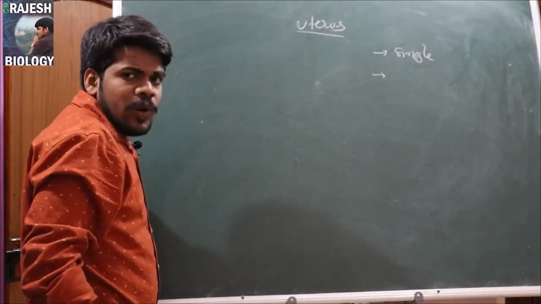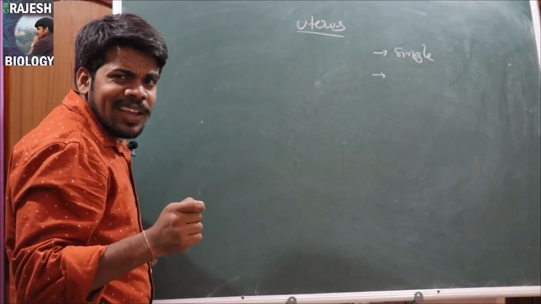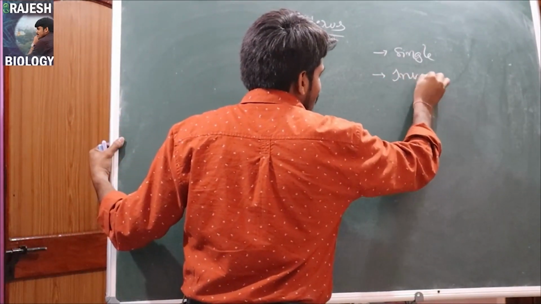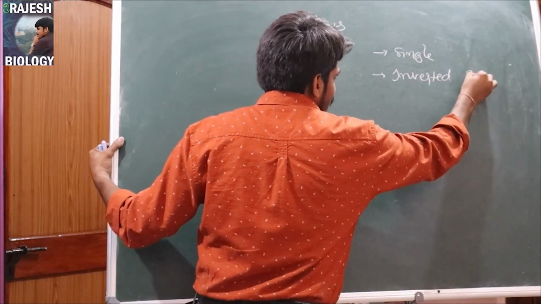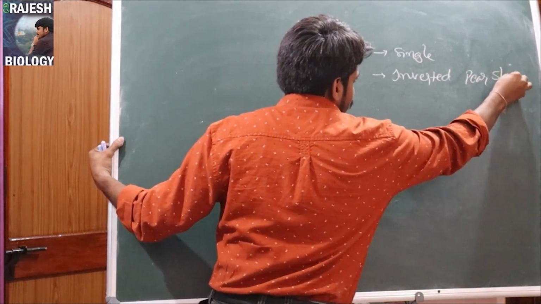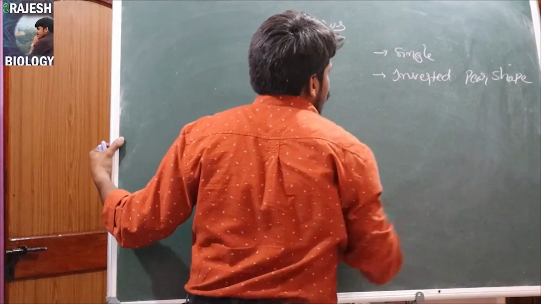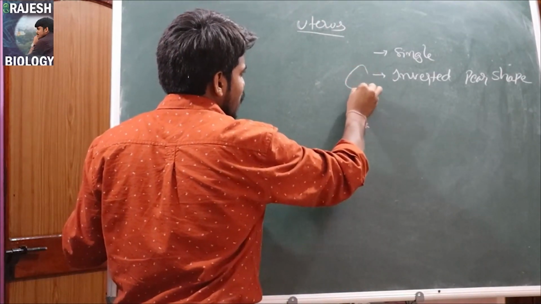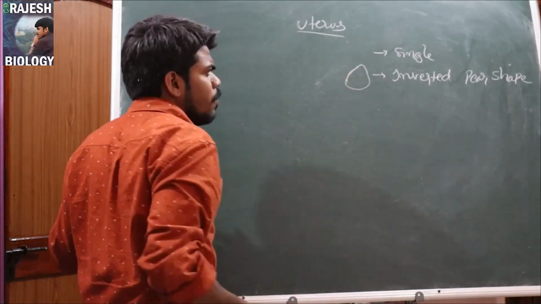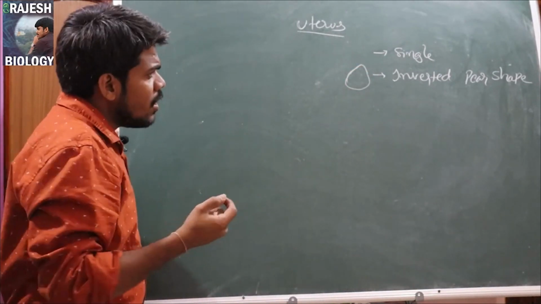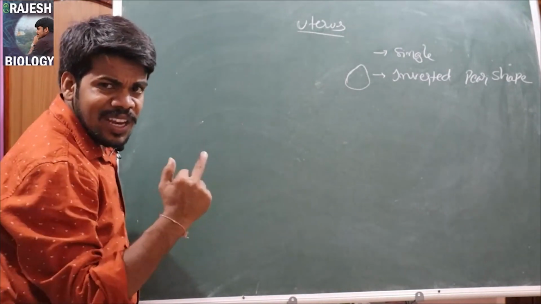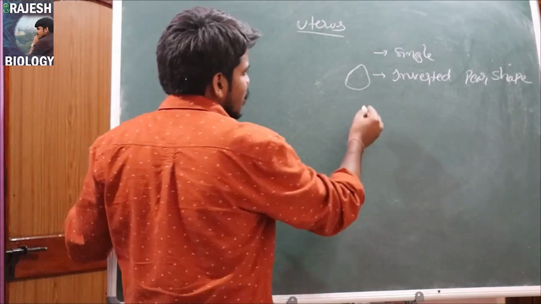And how does it look? It looks like an inverted pear-shaped structure. So you should know what pear shape means. Pear shape means like this. It is the pear fruit. If it is inverted, it looks like the uterus.